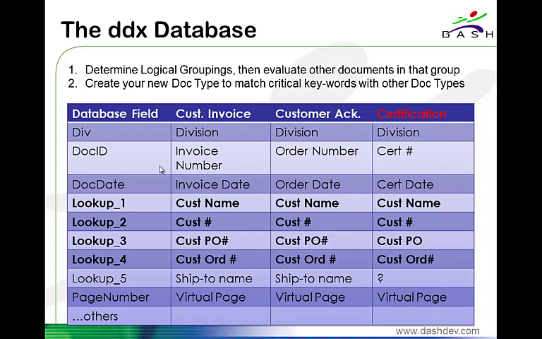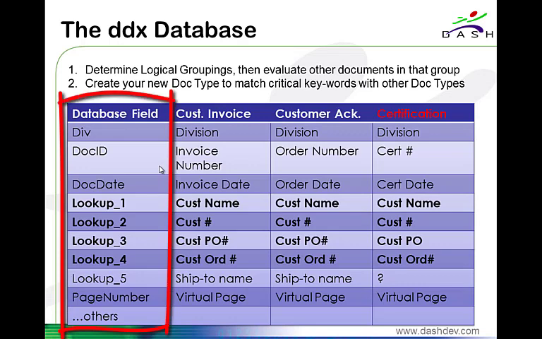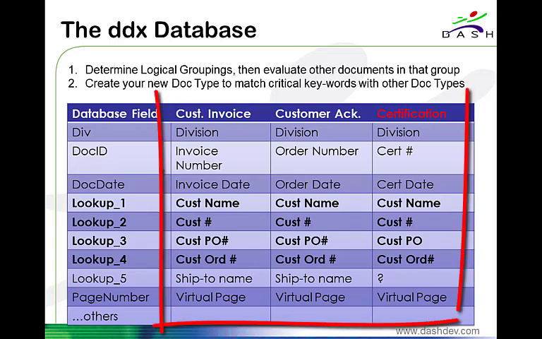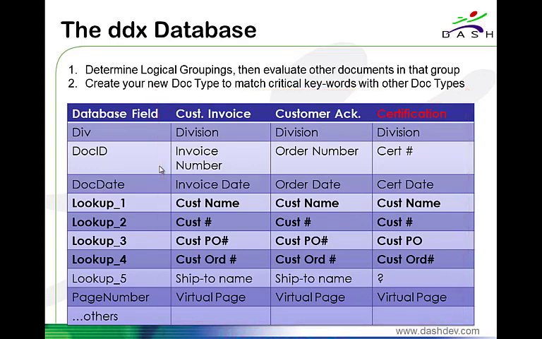As we can see from the matrix on the screen here, at the left we've got the internal DDX database fields, those columns that you will find in DDX's main table. And then at the right, we've got 3 different document types listed, each of which we've kind of mapped or drawn the matrix to show where information is stored within DDX.